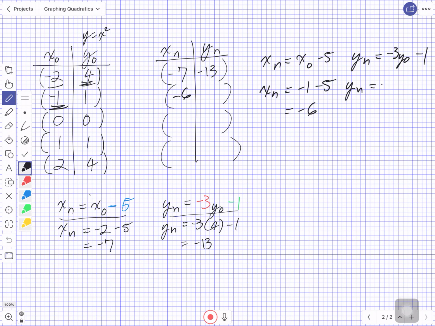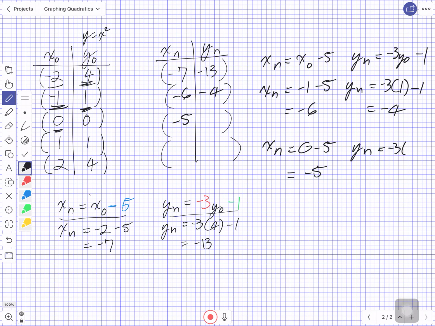Y new is equal to -3 times the old one, which was 1. So negative 3 times 1, negative 3 minus 1, negative 4. Here's my y value, okay? Same concept again. X new equals 0 minus 5 gives me negative 5. You'll start to see I'm getting a pattern. Negative 7, negative 6, negative 5. Probably going to be negative 4 and negative 3, right? But we'll do them all out.